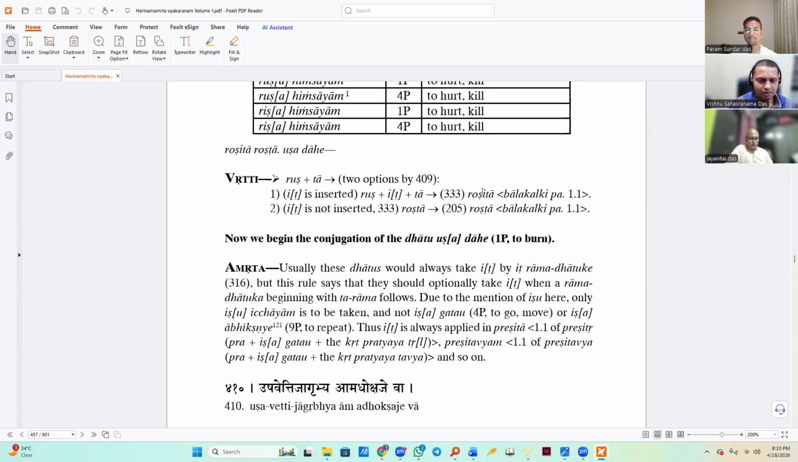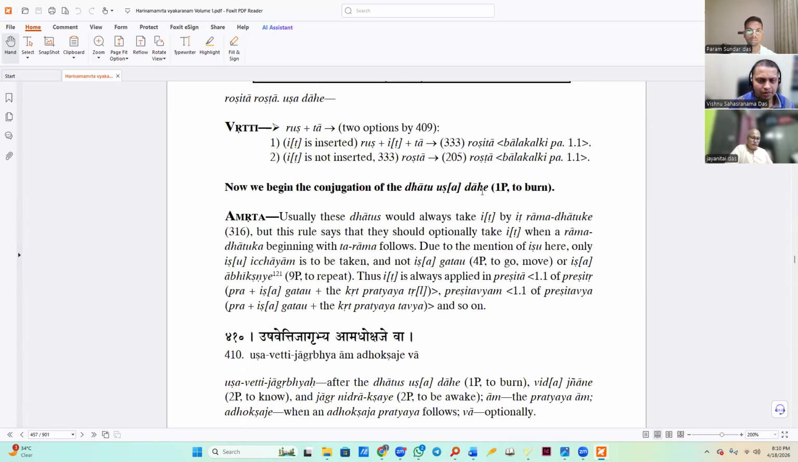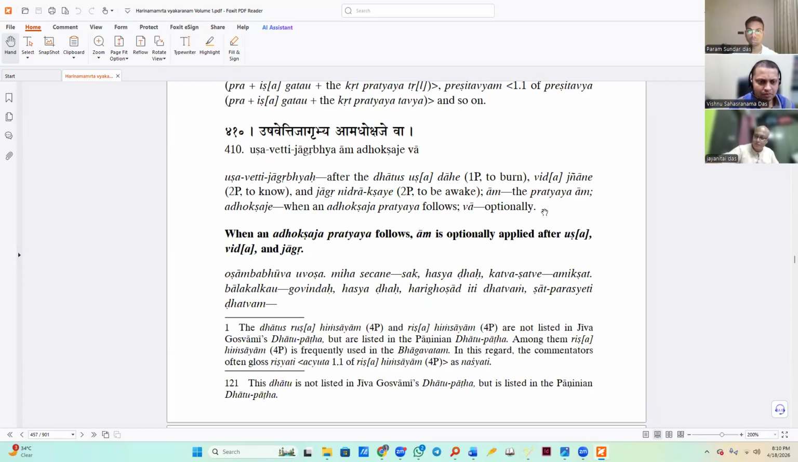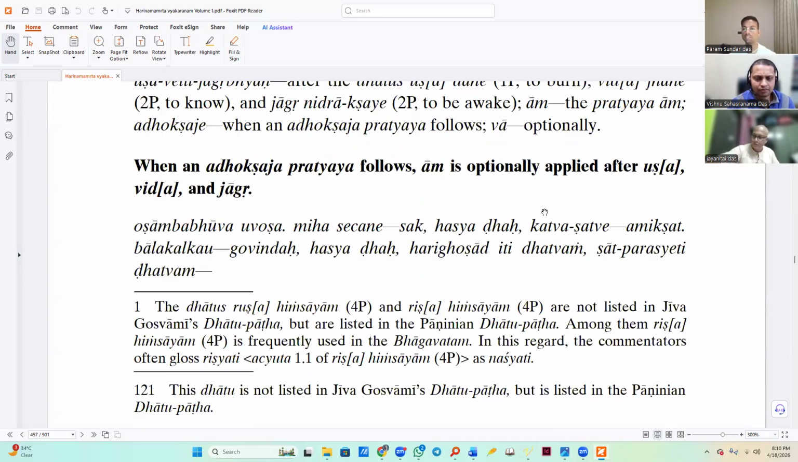Then Ushadahe, to burn. Usha Vetti Jagridbhya Amadhokshaje Va. So when Adhokshaja Pratyay follows, Am is optionally applied after Usha, Vida, and Jagri.